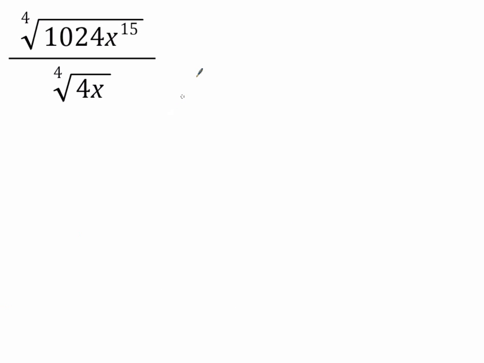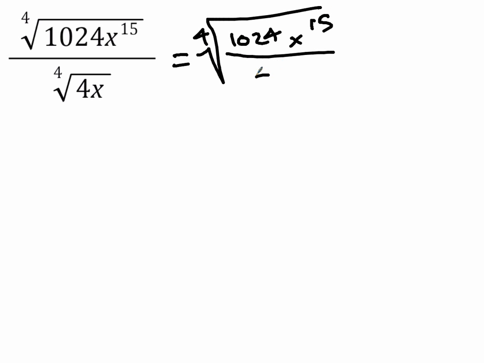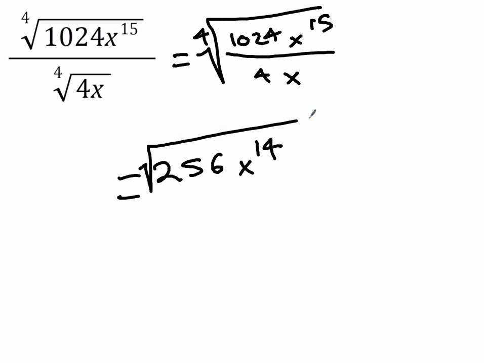I'll do one more example of that. That's the fourth root of 1024x to the 15 over 4x. I combined it under one radical. 1024 divided by 4 is 256. And then x to the 15 over x is just x to the 14. And we have the fourth root of this. The fourth root of 256 is going to be 4.